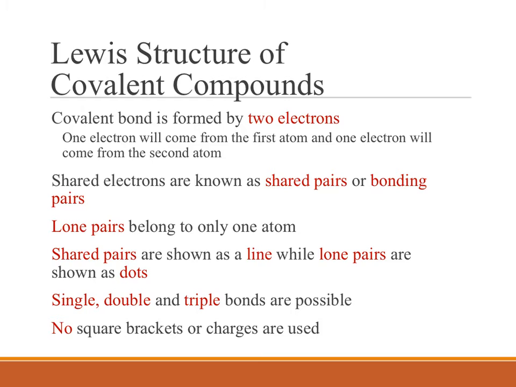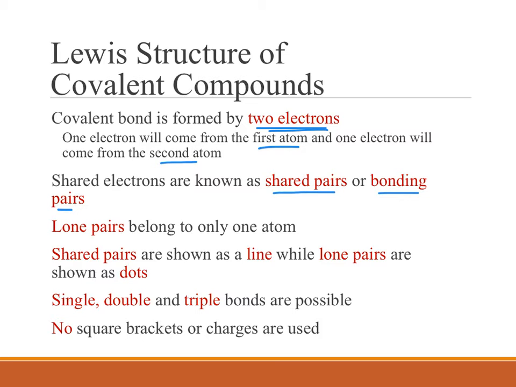So how do we use the Lewis structure to draw covalent compounds, or even to figure out how a covalent compound must be put together? Well, first of all, you need to know that your covalent bond is formed by 2 electrons. One electron will come from the first atom, and the other electron will come from the second atom. So you're always going to have a sharing of electrons, one provided by one atom, one provided by the other. We call these shared electrons shared pairs or bonding pairs because, of course, the 2 of them make the bond.